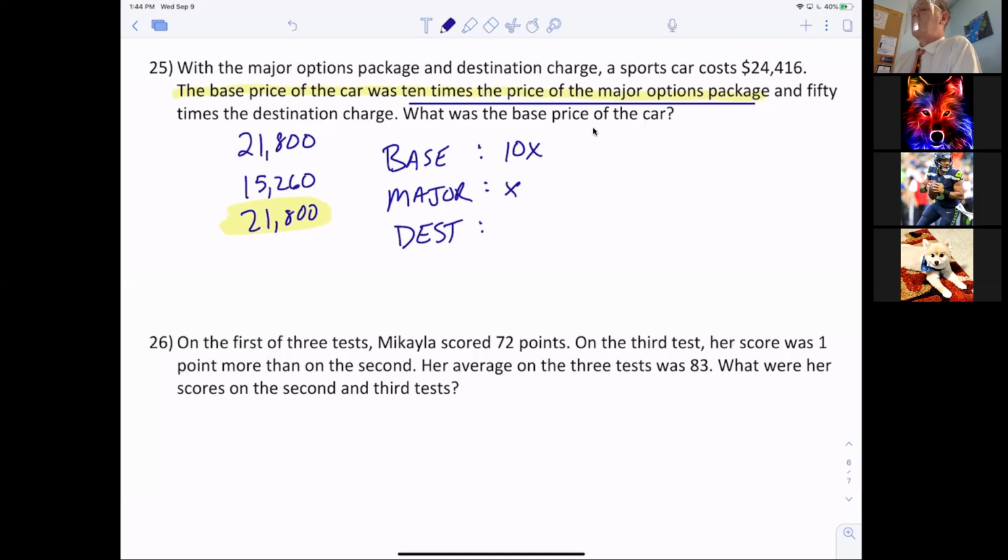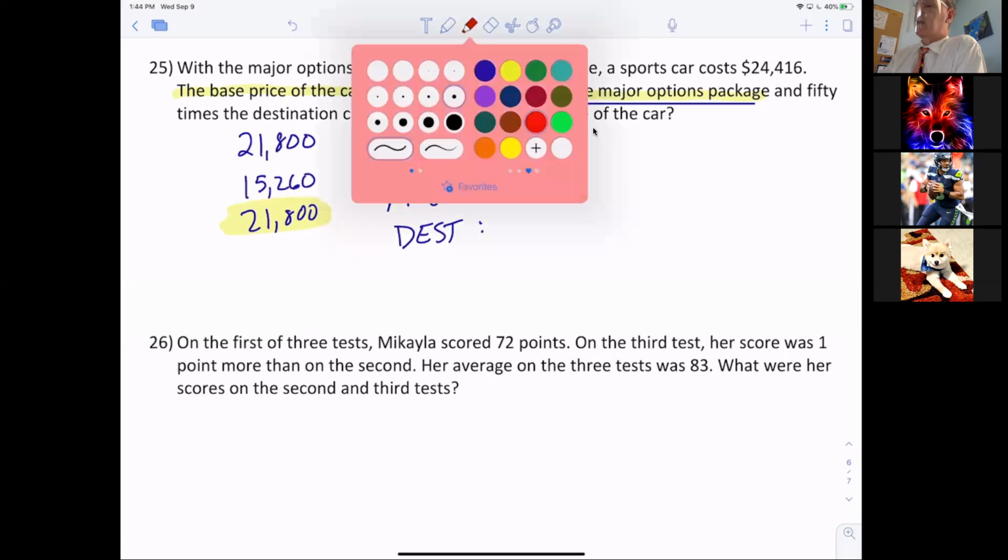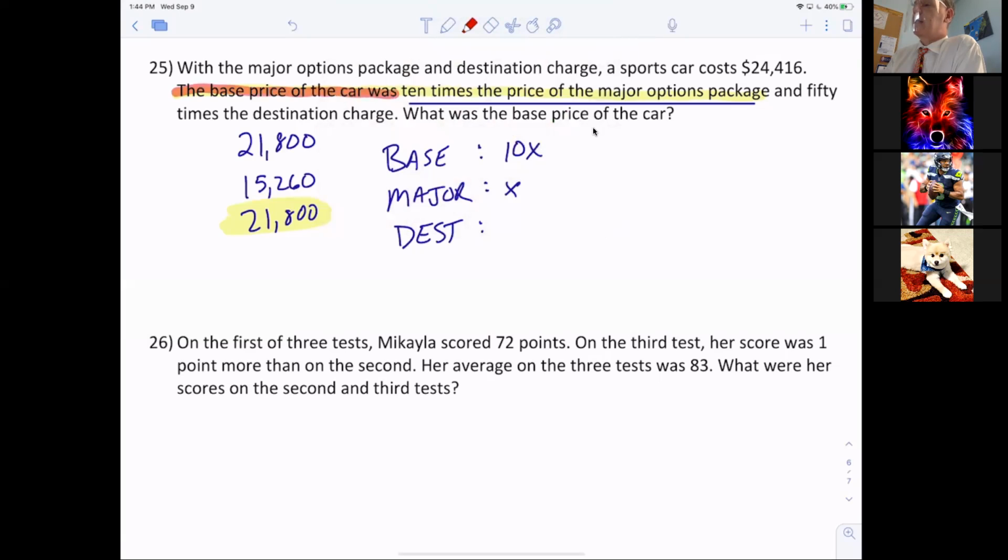The only thing we have left is the destination charge. Now, the English on here is what is tricky. The base price was 50 times the destination charge. The problem is we've already defined everything except the destination charge. The base price is 50 times the destination charge. Therefore, what's true about the destination charge? You all say you don't really need to know the destination charge to know the base price. Oh my goodness.